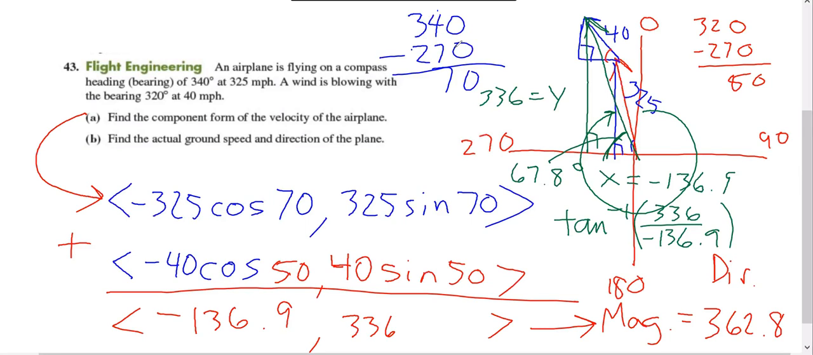So the bearing would be 270 plus 67.8. It's like 337 maybe. Yeah, 337.8 is your bearing. Okay.